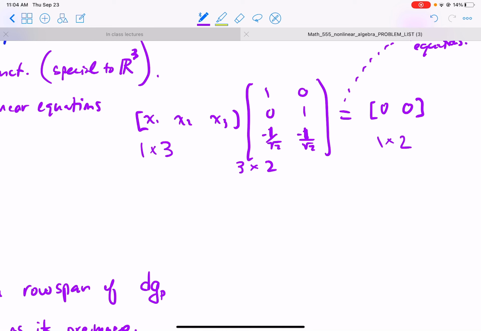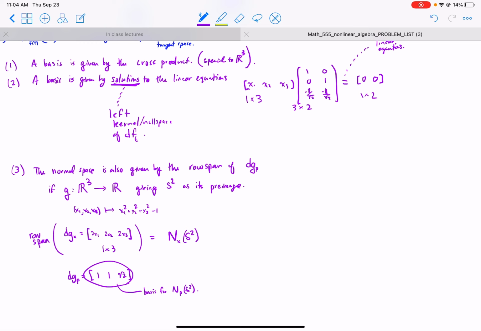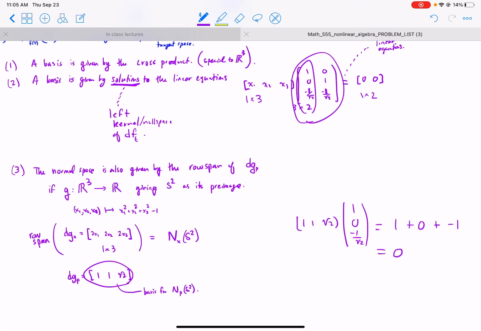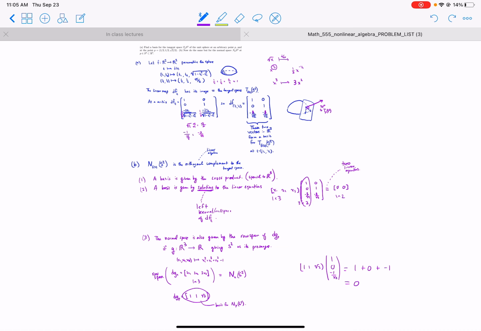And now look, this thing dot product with this thing gives, I'll just write it out. This dot product with 1, 0, minus 1 over root 2 is in fact 1 plus 0 plus minus 1, which is 0. So the normal space is orthogonal to the tangent space, and you can check with this one too. So this is my answer to the normal space and tangent space.